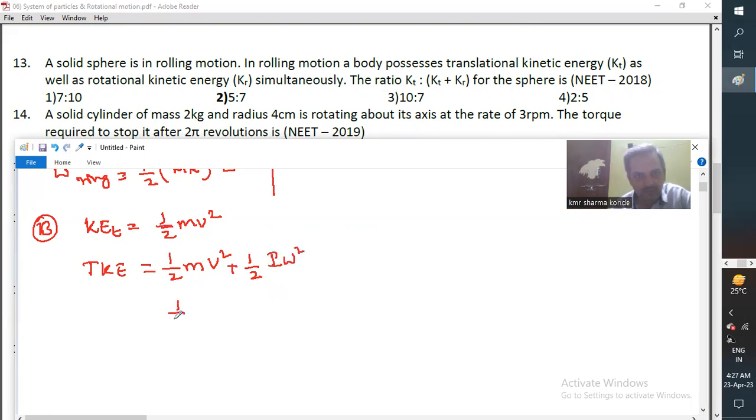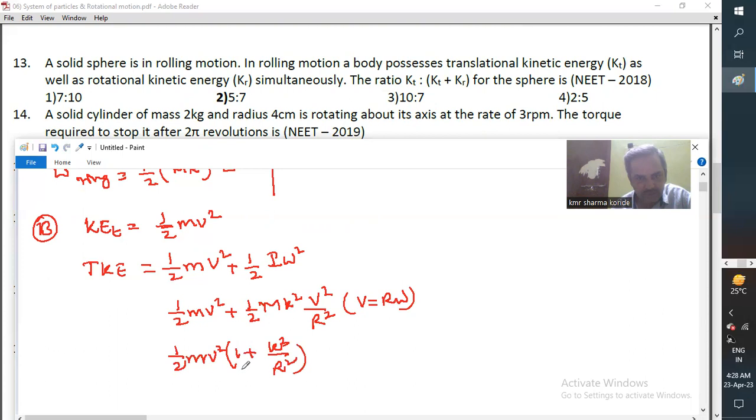Changing I omega square, I is mk square and omega square can be written as v square by r square, because v is equal to r omega. Taking out common half mv square, this is going to be half mv square times 1 plus k square by r square. This is the expression for the total kinetic energy.